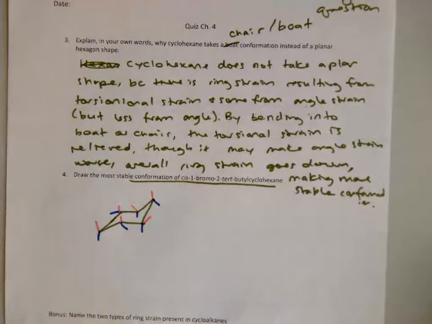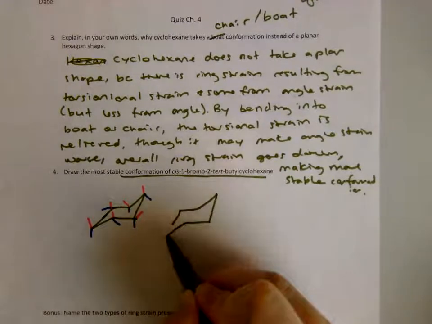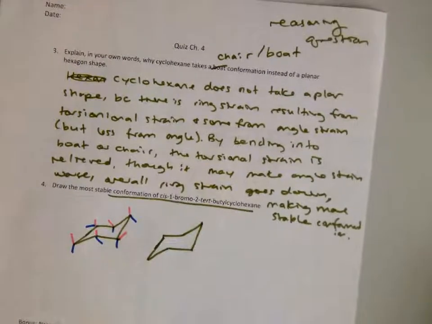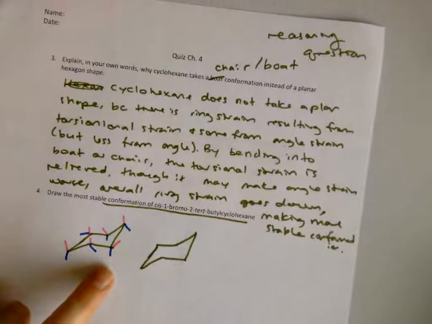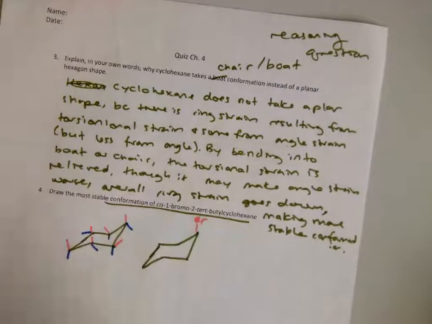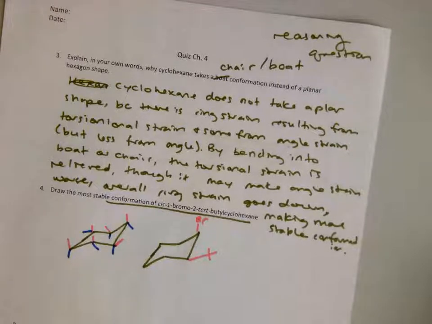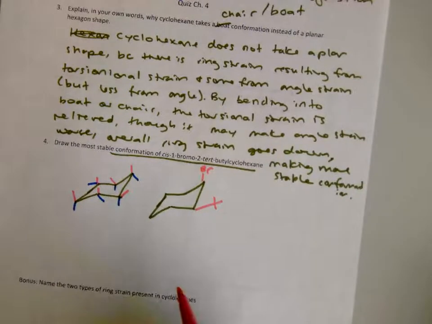Okay, so all the blue ones are cis to each other, all the pink ones are trans to each other. So if it's easy for you to visualize it this way, which, hey, more power to you, it's kind of hard for me to visualize this way, I would just pick 2 pink ones and say 1 bromo and 2 tert-butyl, because they're cis to each other, on cyclohexane. That's the most stable conformation. So it's in the chair.